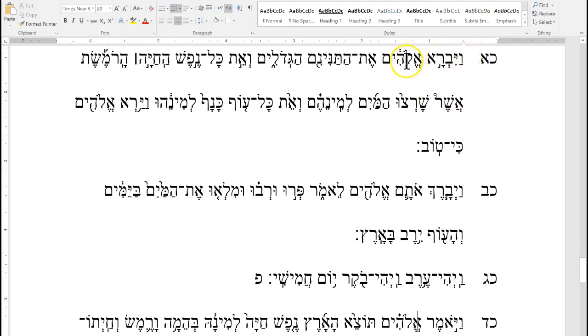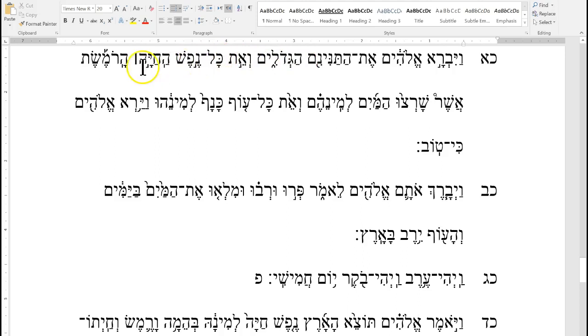Va yivra Elohim et ha-taninim, and God created the great Tananim. No idea how to translate that. It's an interesting word. I'm just going to leave it there. He created the great Tananim.